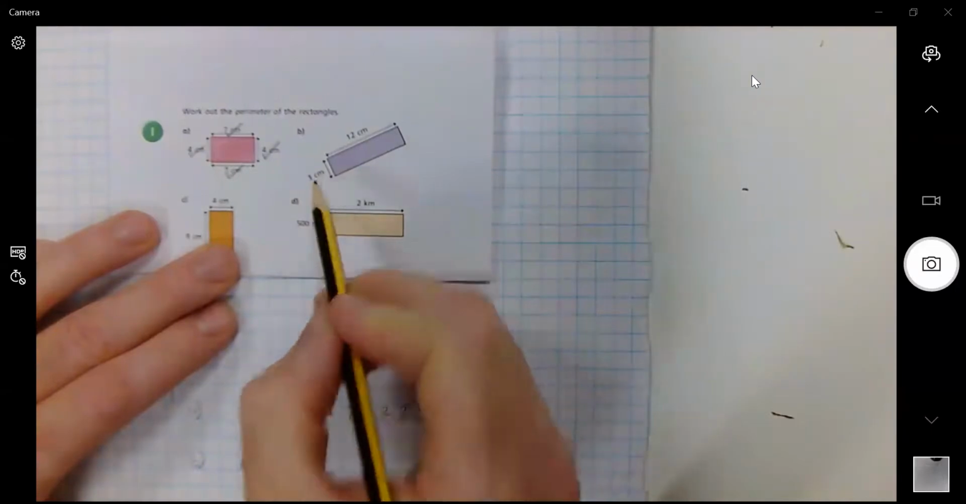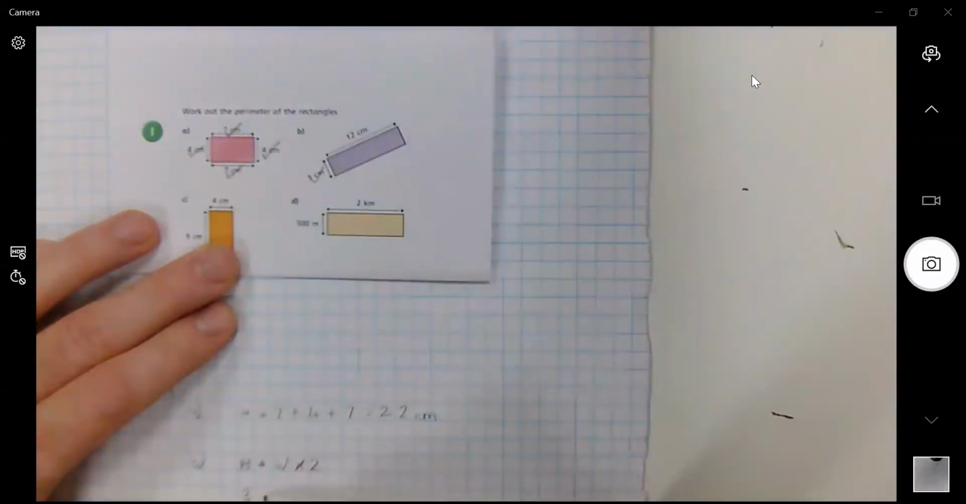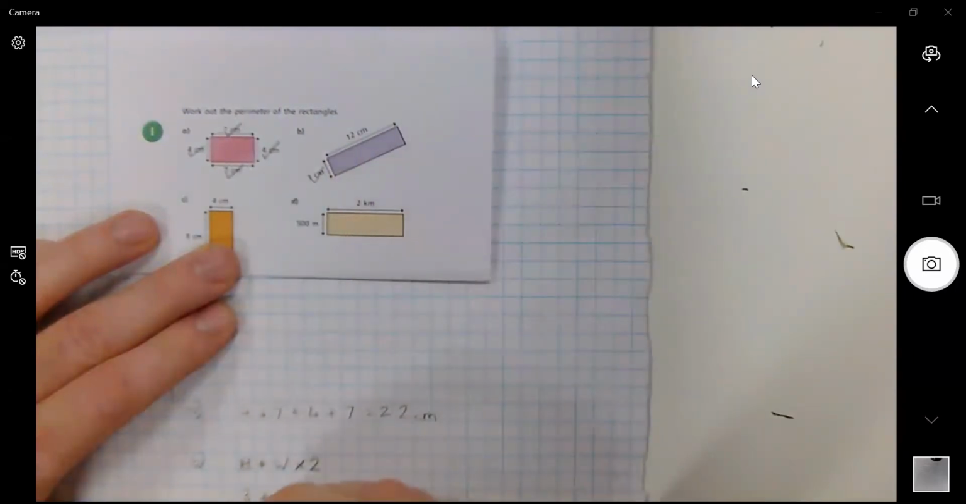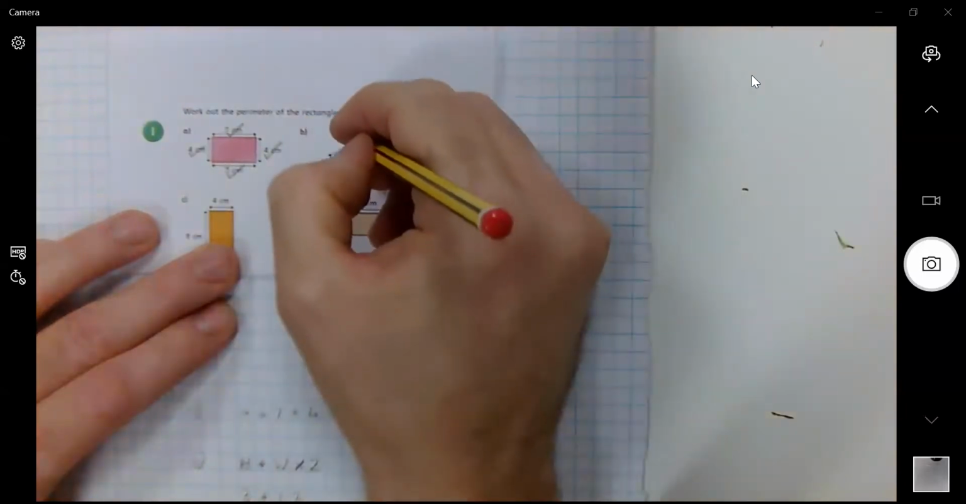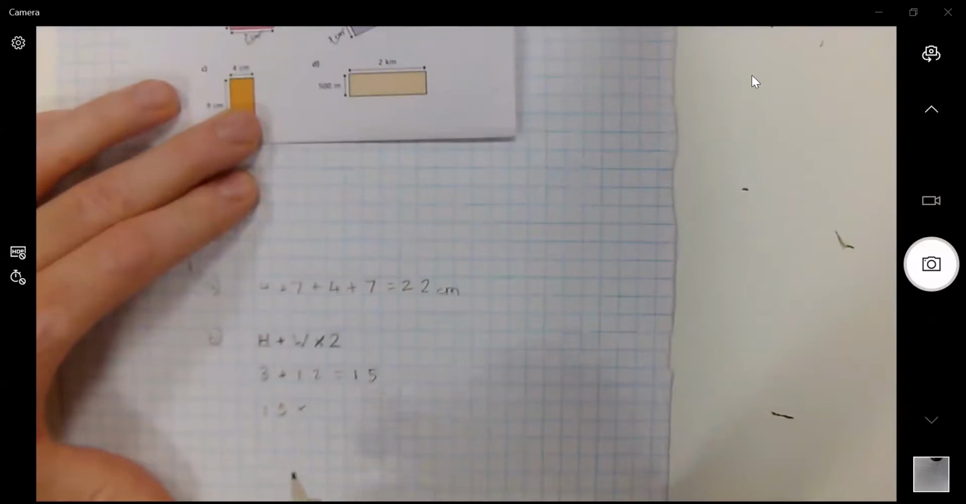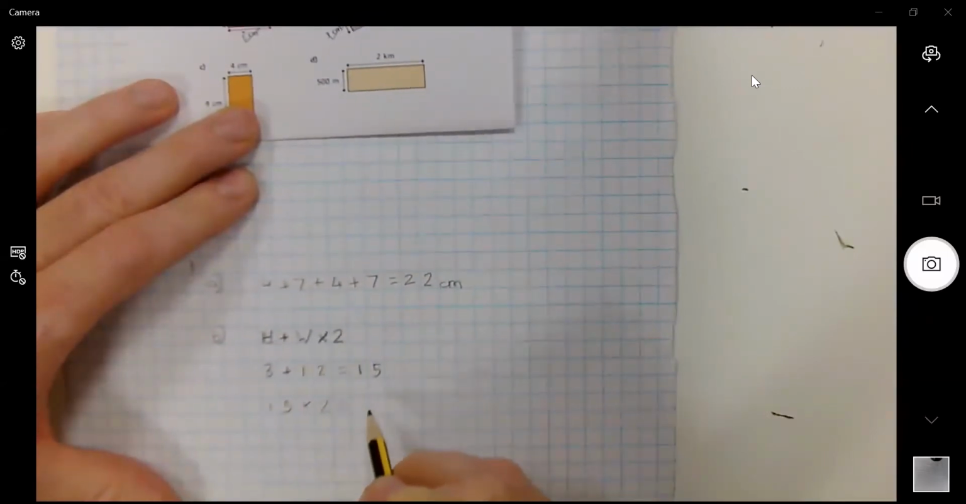So the height, we've got 3 centimeters. Tick that off, then I know I've used it. I'm going to add 12 centimeters. That is my width. So again, I'm going to tick that off because then I know I've used that as well. So I'm going to work out this. So 3 add 12, that makes 15. Now with 15, what I need to do, I need to double that. So it becomes 15 times 2. And that gives me a total of 30.